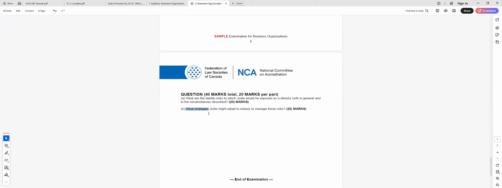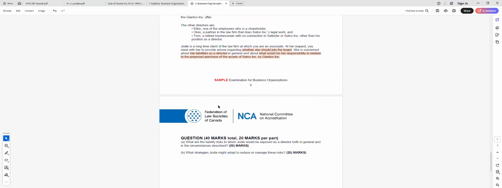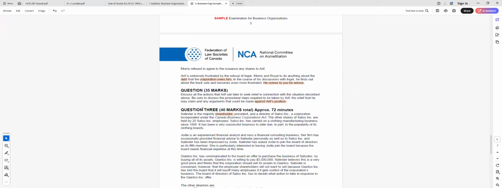Then, what strategies Jody might adopt to reduce or manage these risks? तो वो भी हमें उनको लिखना है. So this is again theoretical part है. So this is a sample paper in our NCA website.